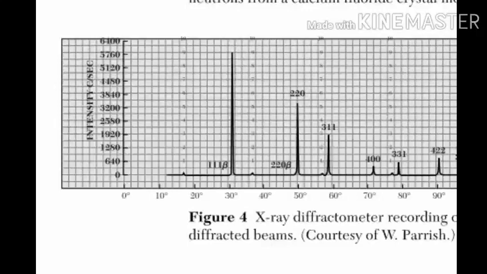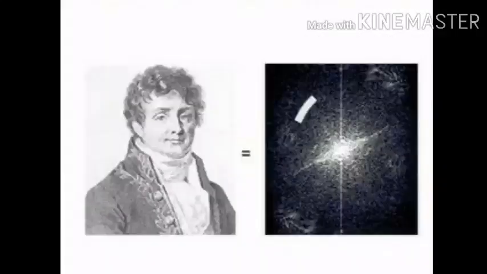In order to understand what the Fourier transform is, we have Fourier himself on the left, and on the right we have the Fourier transform of the image of Fourier. And now we are going to see what this picture tells us.